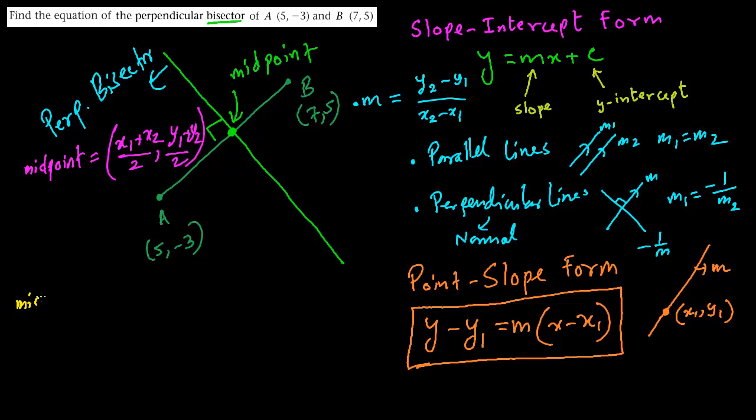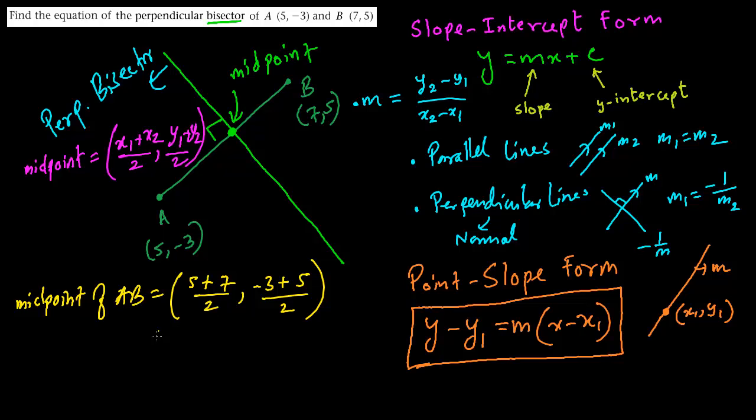First of all, the midpoint of AB equals x1, which is 5, plus x2, which is 7, by 2, and y1, which is minus 3, plus y2, which is 5, by 2. So 5 plus 7 is 12, 12 by 2 is 6. 5 minus 3 is 2, 2 by 2 is 1. So now we know the midpoint. The midpoint is 6, 1. So we know the point through which the line passes. This is the perpendicular bisector line, the line we're talking about.